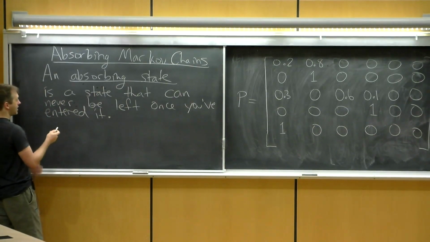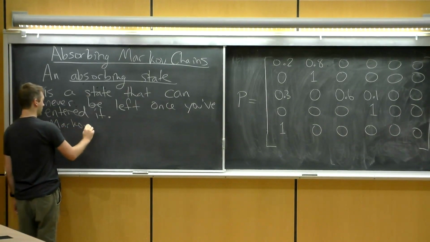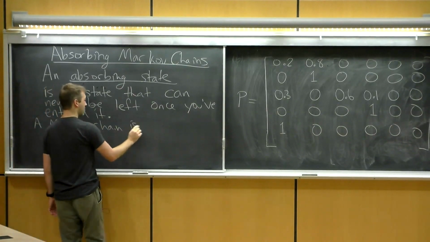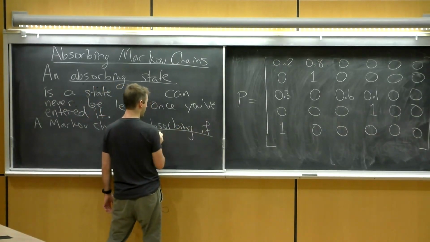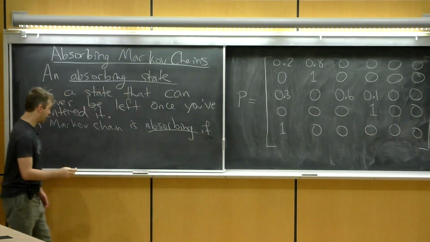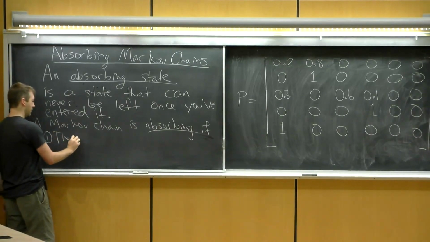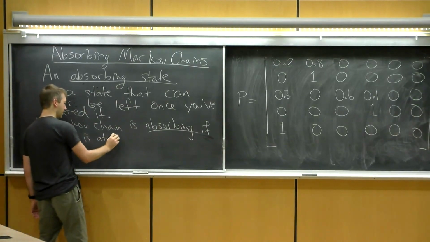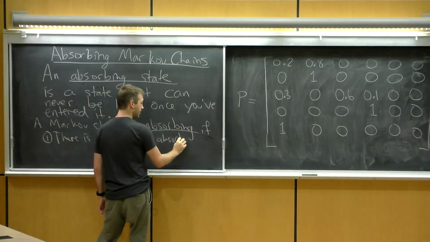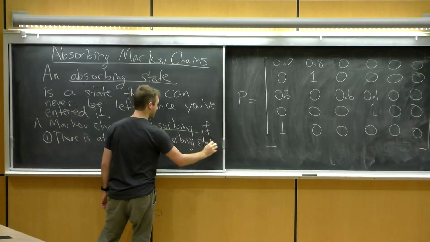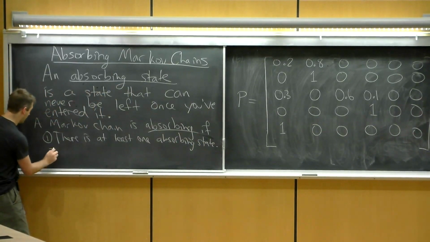Okay, and then a Markov chain is absorbing if, so there's 2 properties it has to satisfy. There has to be at least one absorbing state. But that's not good enough. We need something else.